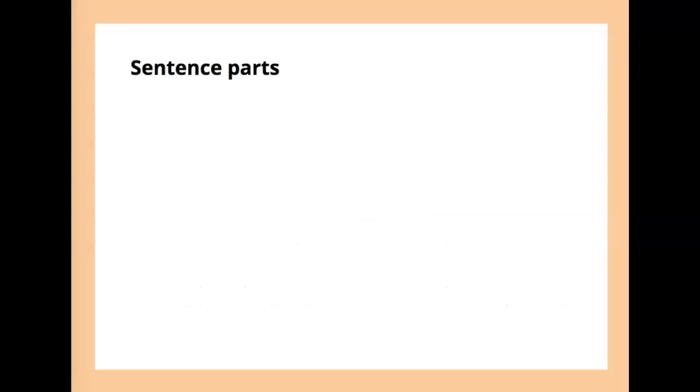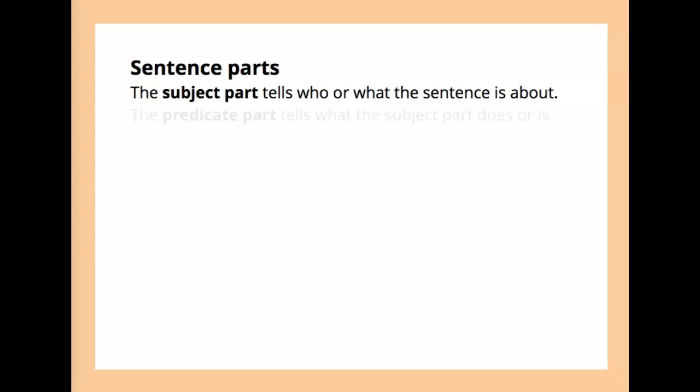Last week, we learned about sentence parts. What are the two main parts of a sentence? They are the subject part and the predicate part. The subject part tells who or what the sentence is about, and the predicate part tells what the subject does or is.